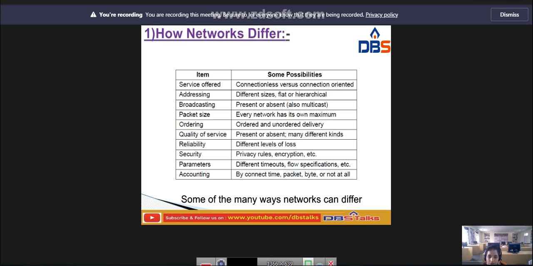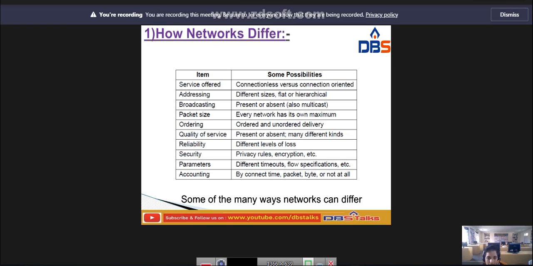In this I have the list of items, and these are some of the possibilities. Service offered: what services are offered by the network? Connectionless versus connection-oriented service. Addressing: different sizes of addressing, flat or hierarchical. Broadcasting, present or absent, also multicast. And packet size: every network has its own maximum.